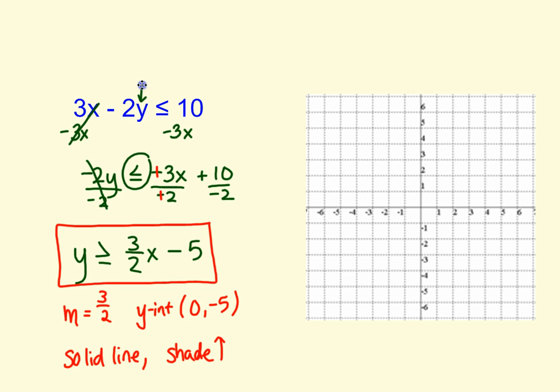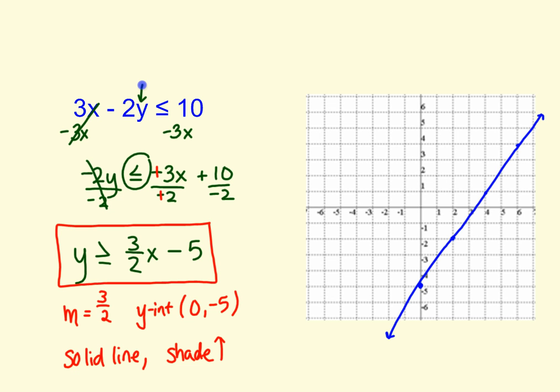Alright, so coming over to our graph, start with the y-intercept down here at negative 5. And then your slope is 3/2, so up 3 over 2. Up 3 over 2. And then what do we say? Solid line, so you can go ahead and draw in your solid line.